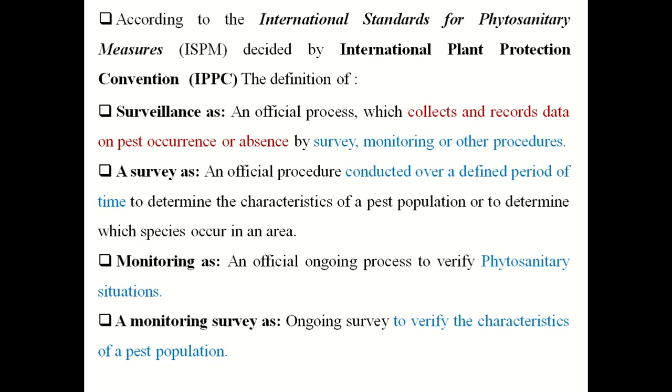Monitoring is also important to the farmer. Knowingly or unknowingly, the farmer continuously monitors their crop and field, and by monitoring they know whether various pests or pathogens are present in the field or not, and accordingly they take control measures. A monitoring survey is an ongoing survey that has already started, but a monitoring survey verifies and determines the characteristics of different pathogen or pest populations.